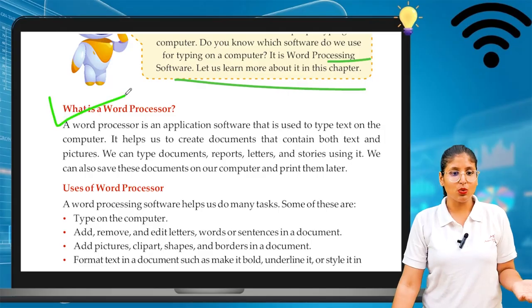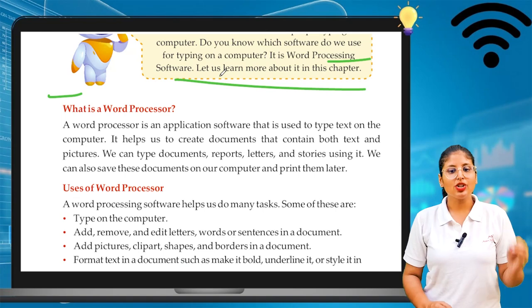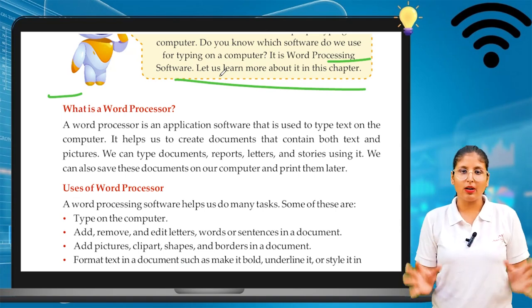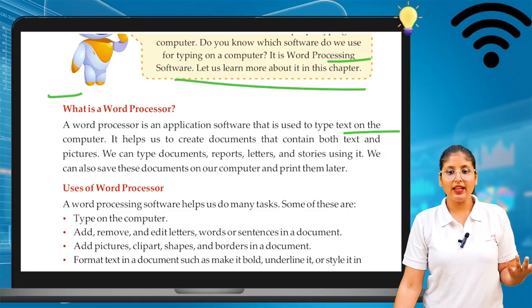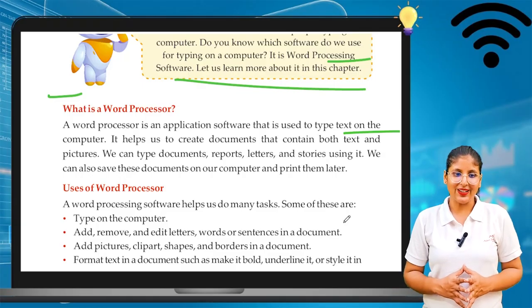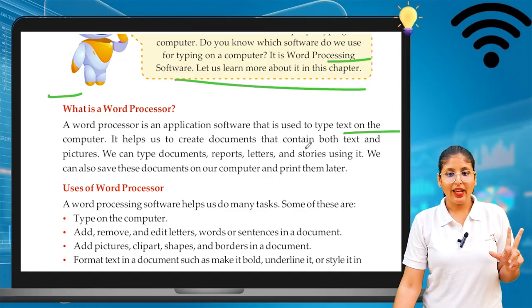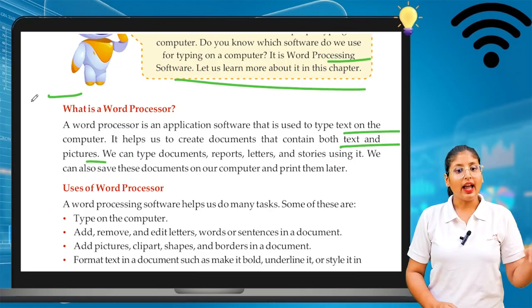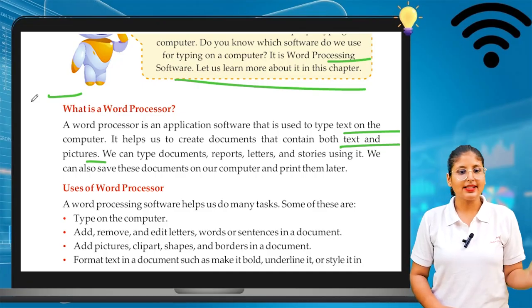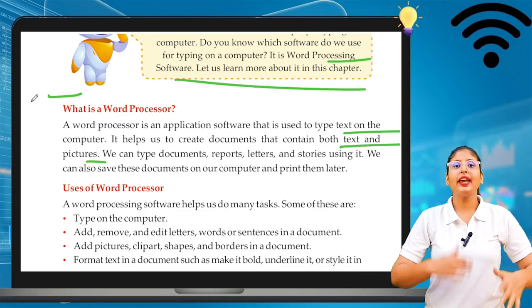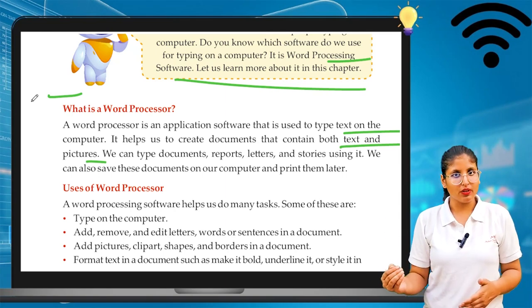So let's see what word processing is. A word processor is the application software that is used to type text on the computer. If you want to type any text on the computer, we can use a word processor. It helps us to create documents that contain both text and pictures. So in word processing, we can type and also add images in that document.